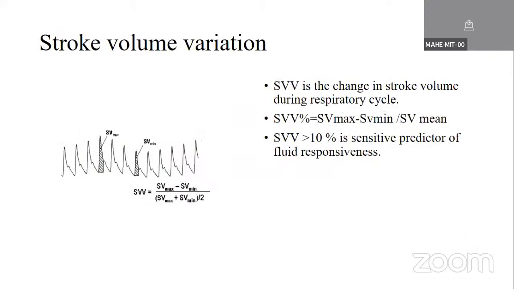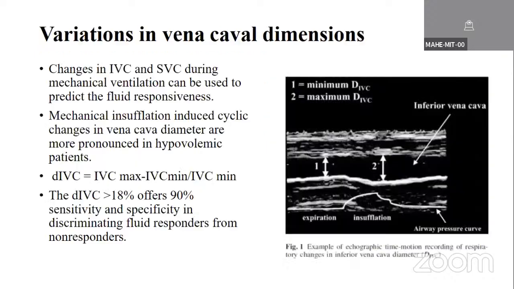Similarly, stroke volume variation. Here we measure the changes in the stroke volume during the respiratory cycle. This also utilizes the heart-lung interaction. During inspiration the stroke volume maximum is calculated, and stroke volume minimum is calculated at the end of expiration, and we calculate stroke volume variation as SV max minus SV min by SV mean. If it is more than 10, it's a sensitive predictor of fluid responsiveness.